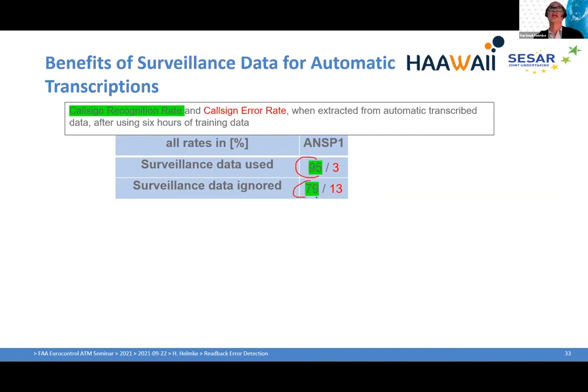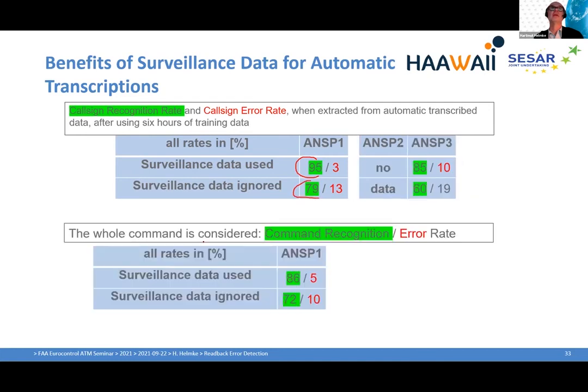Without it, on real data, we have 79 only, and we get the same here for the other ANSPs. If you look at recognition of the whole command, you see we are in the middle of the project. We still have to do something. Those are the numbers from March when we wrote the paper. Only a little bit better, but still we are not perfect.